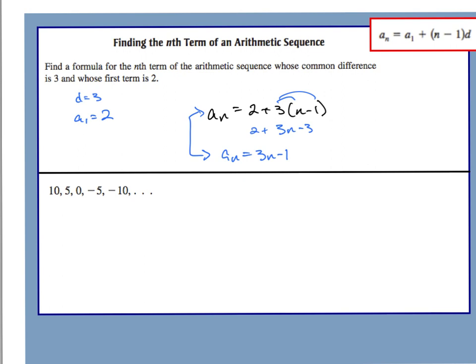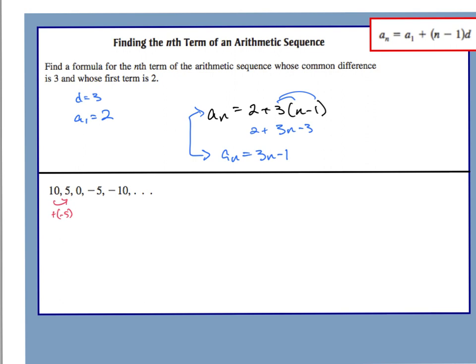All right, let's look at this next one. I have 10, 5, 0, negative 5, negative 10. What's happening? Nope, don't say subtracting 5. I'm adding negative 5. A common difference is always adding. I know it's subtracting. However, when we get into 9.3, I don't want you to ever say divide. We're going to be multiplying then. So I'm going to add at all times on these. It will help you, I promise.